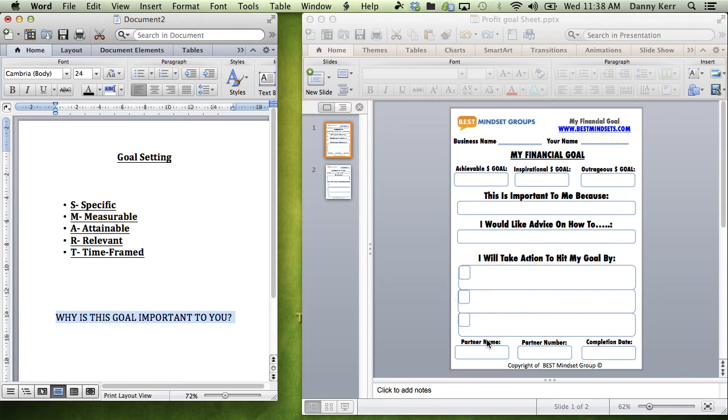At the very bottom, once you've worked through with your group, you pick a partner, you write their name, their number, and the completion date that you want to have this done by, and you have a follow-up date set with your partner so you guys can actually talk about this midway through. So that's setting the goal.